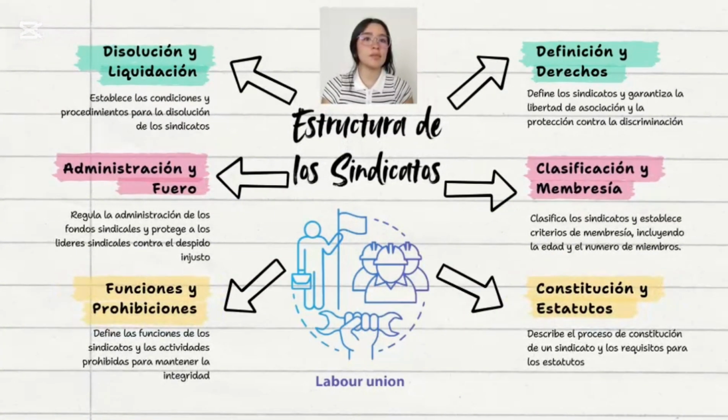Slide 4. This slide explains the structure of unions in Colombia. It shows the rules for dissolving a union and defines what a union is, guaranteeing freedom of association and protection against discrimination. It also explains how unions are classified and the criteria for membership. The slide describes the process of creating a union, its status, and the main functions and provisions to ensure transparency. Finally, it regulates the use of union funds and protects union leaders against unfair dismissal.